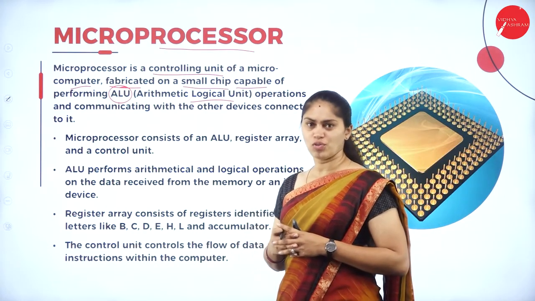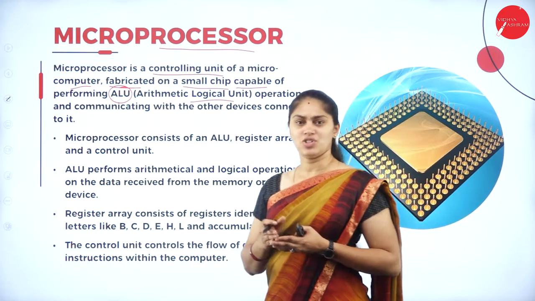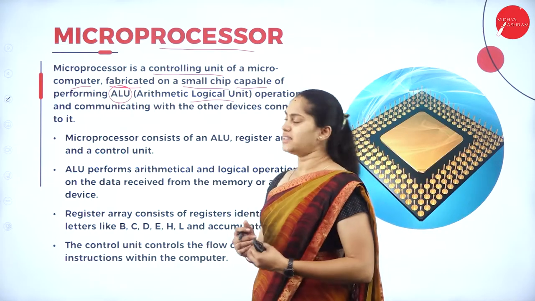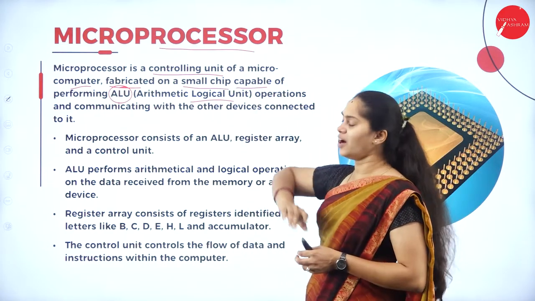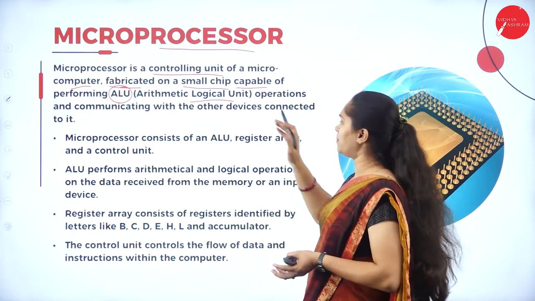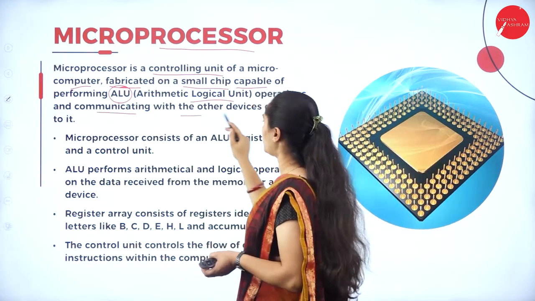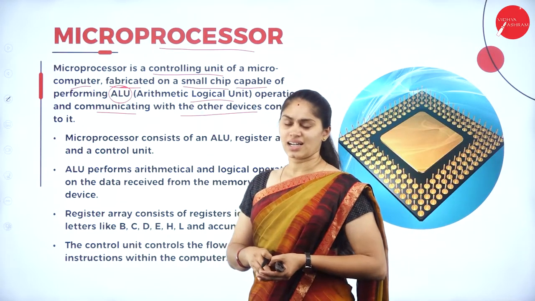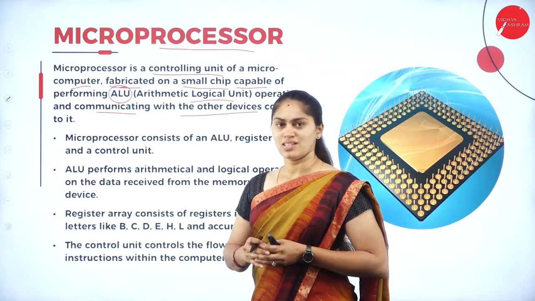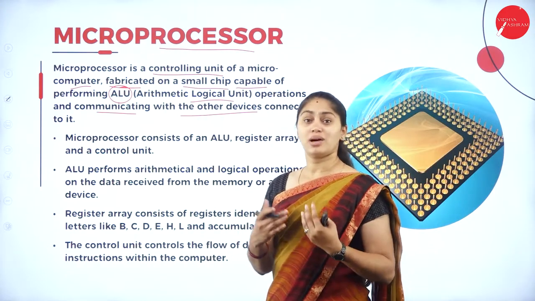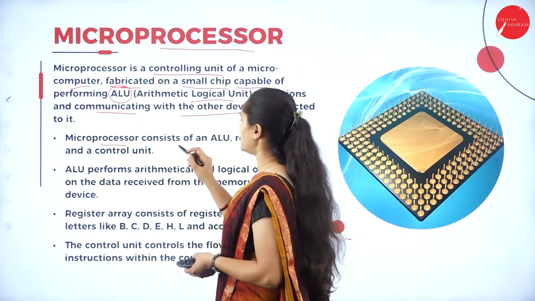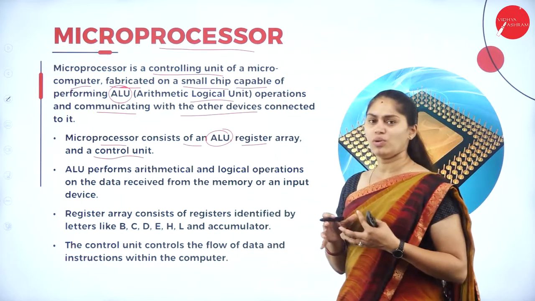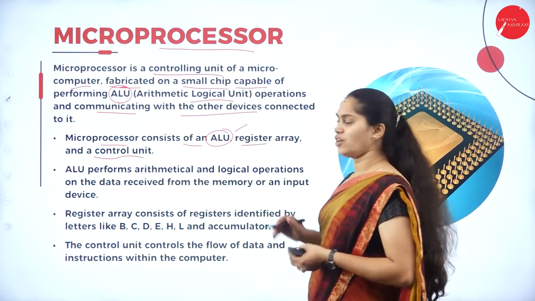Arithmetic operations consist of what? Addition, subtraction, multiplication, division, and logical operations: logical AND, OR, and all other related things of this ALU will be done, or that microprocessor is capable of doing it, and communicating with the other devices which are connected to it. That can be any internal or external devices connected to the microprocessor. The microprocessor is capable of communicating with those. And this consists of an ALU, register array, and control unit. So this somehow looks like what? CPU only.